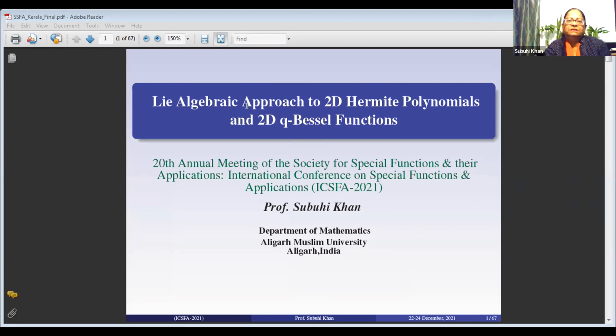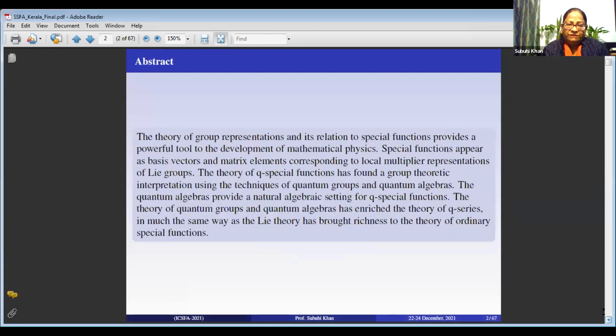As I mentioned, we will see how we proceed from the Lie algebraic approach to two-dimensional Hermite polynomials to the same approach to two-dimensional Q Bessel functions. So here I have chosen two functions. One is ordinary, the two-dimensional Hermite polynomials, and the other is again 2D, but it is Q Bessel functions.